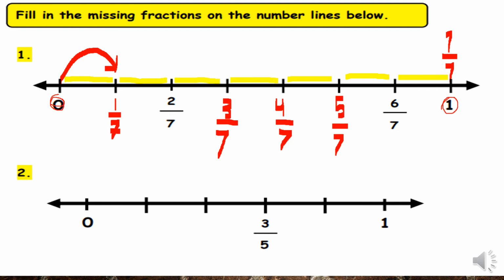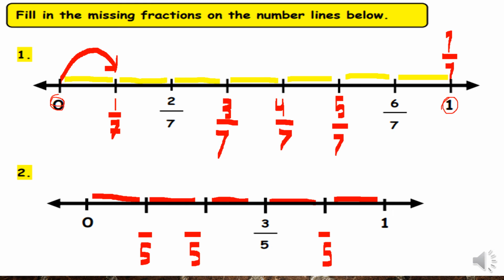Again I will study my number line. It starts at 0 and ends at 1. How many parts do I have? 1, 2, 3, 4 and 5. This means that my denominator here should be equal to 5. So I will write here over 5, because the number of steps tells me what my denominator is. Now I finished labeling the denominator.